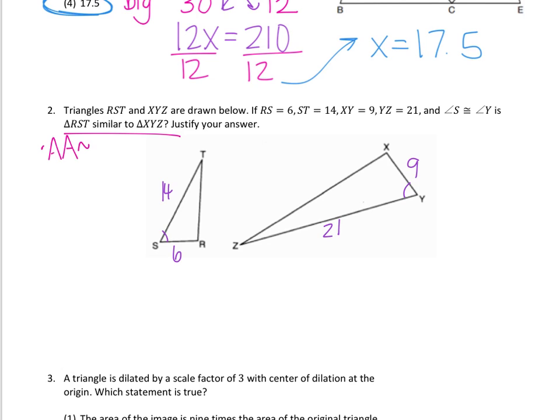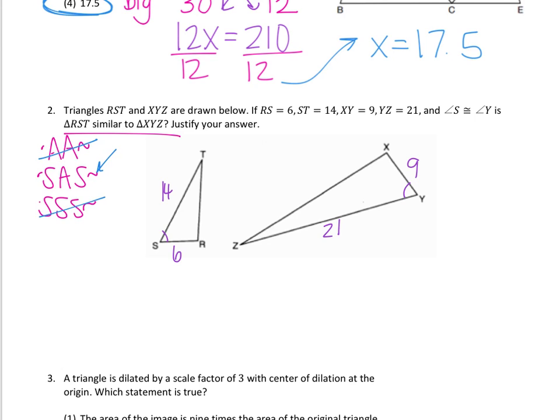AA similarity, SAS similarity, and SSS similarity. And we can narrow it down actually to one choice. We do not have 2 pairs of congruent angles, so AA is out, nor do we have 3 pairs of given sides, so SSS is out. So we're hoping that if they're similar, it is by side, angle, side. We have to actually test it.